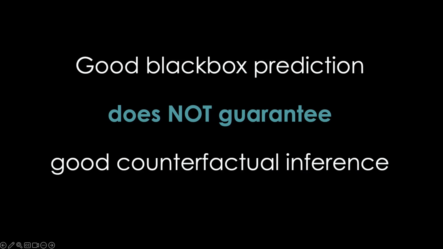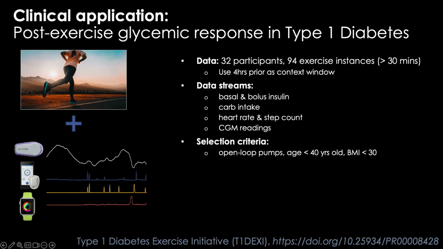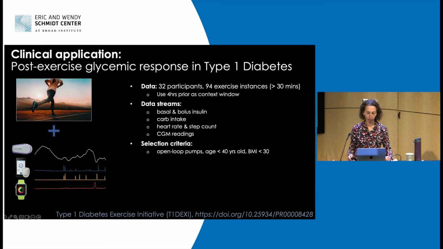Okay, so black box models do indeed have good predictive performance, but of course, that does not guarantee that they have good counterfactual simulation capabilities. So to ground the discussion here, let's look at a clinically important case of trying to encourage individuals with type 1 diabetes to exercise more safely. Activity can increase the risk of hypoglycemia both during and after the period of exercise, and as a result, many patients with type 1 diabetes avoid exercise altogether.